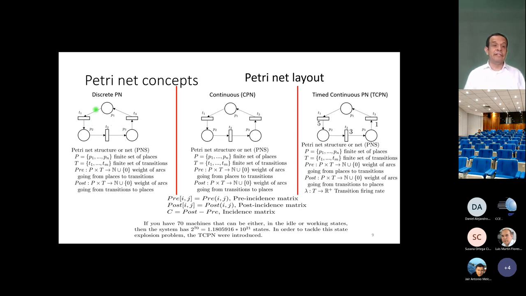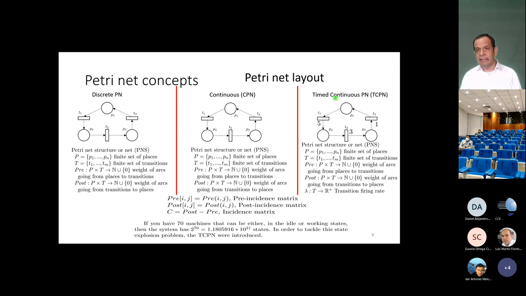There are arcs joining places with transitions and transitions with places, but there are no arcs joining places with places or transitions with transitions. The weight of the arcs joining places with transitions is coded in the pre function, and the weight of arcs joining transitions with places is coded in the post function. As you can see, you have the same graph for all the families of different kinds of Petri nets. Continuous and timed continuous Petri nets, even stochastic Petri nets, use the same graph.